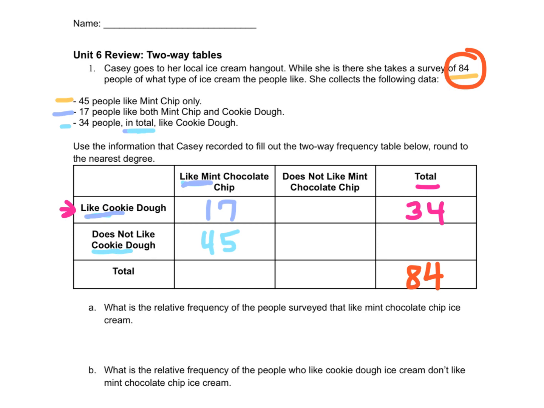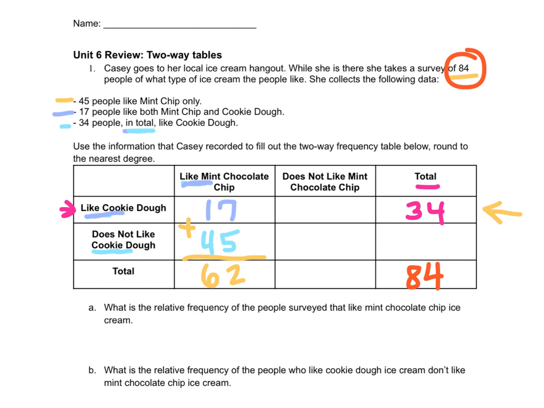So I like to go where I have the most information. So right here, 17 and 45. So to get this total, right here, I'm just going to add those together. So that's going to be 62. Okay, now I'm going to go maybe right over here.